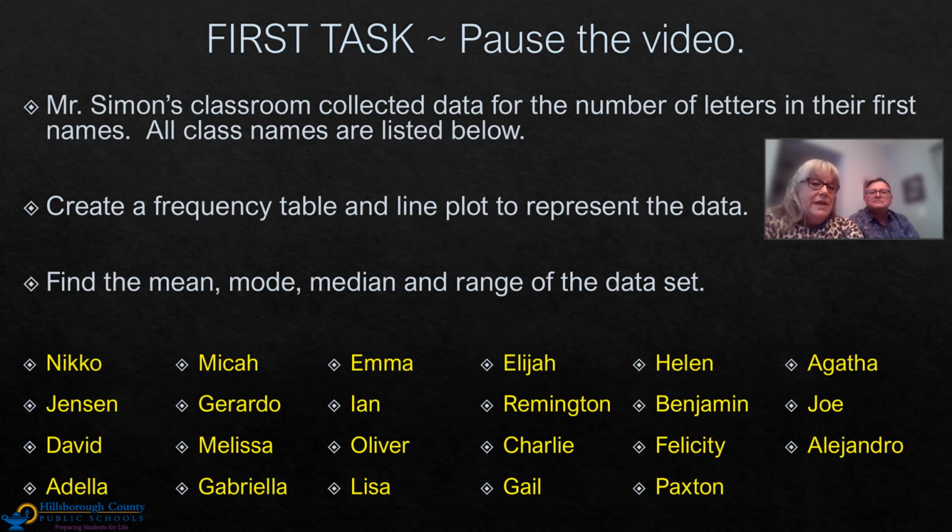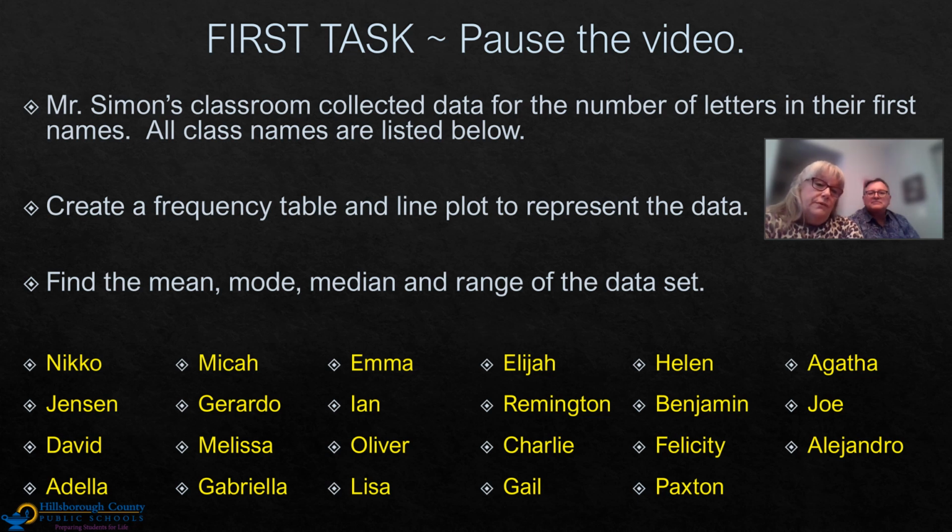Here is your first task. You're going to use the list of names that you see down below. These are the children in Mr. Simon's class. And we'd like you to make a frequency table and a line plot to represent this data. You're looking at the number of letters in their first names.